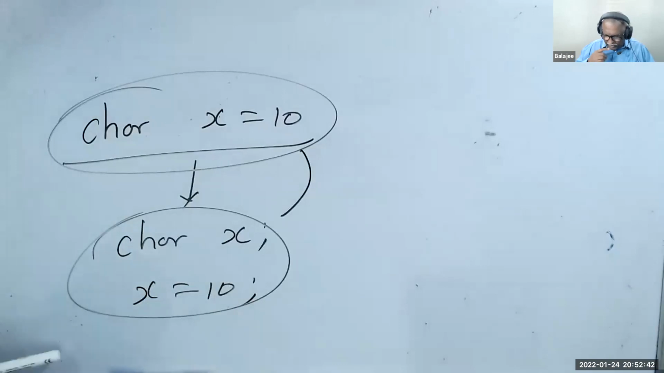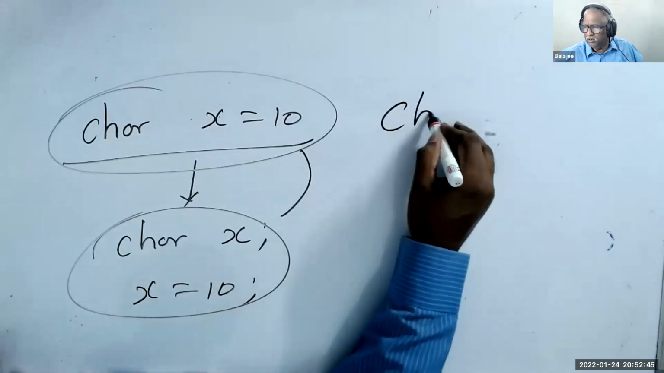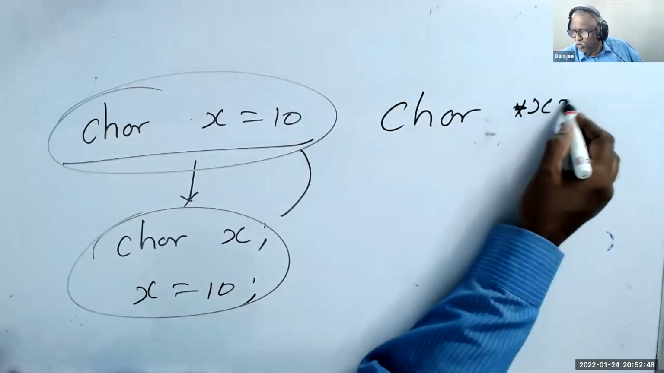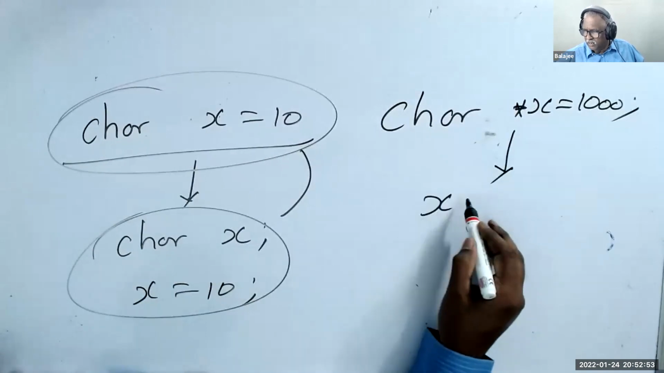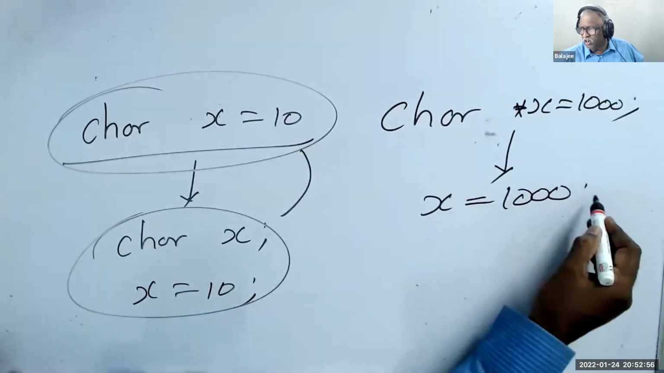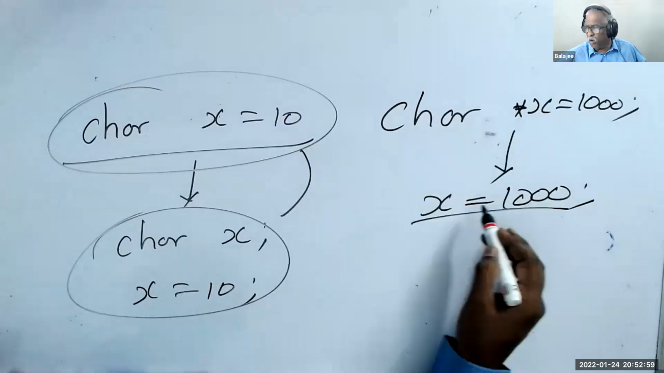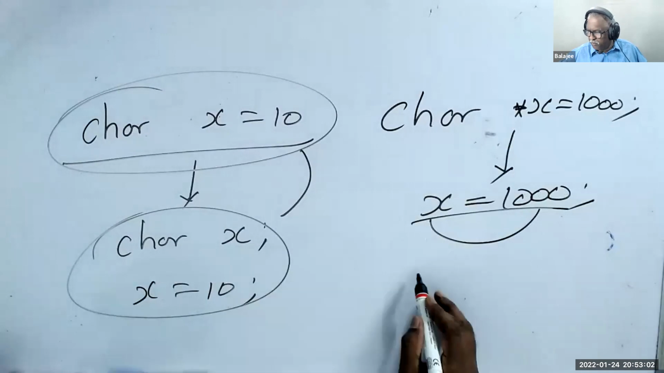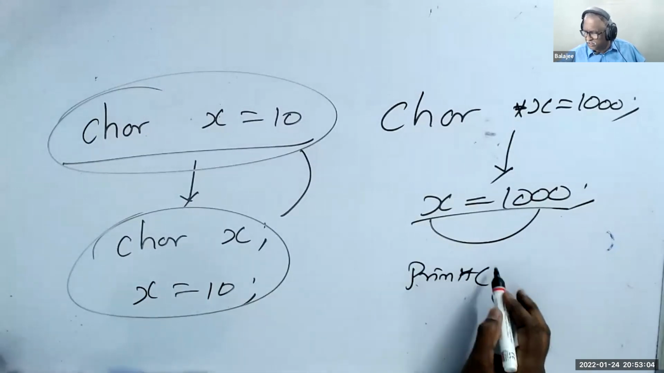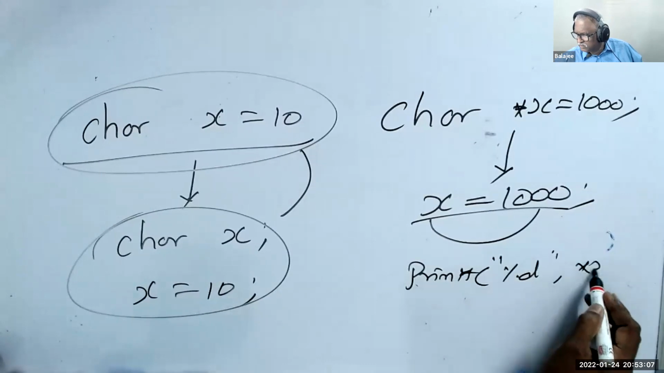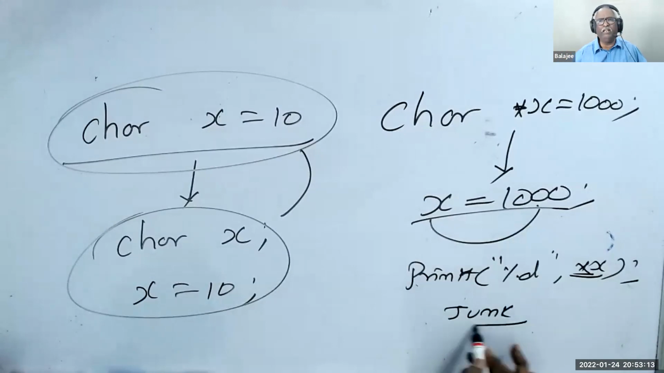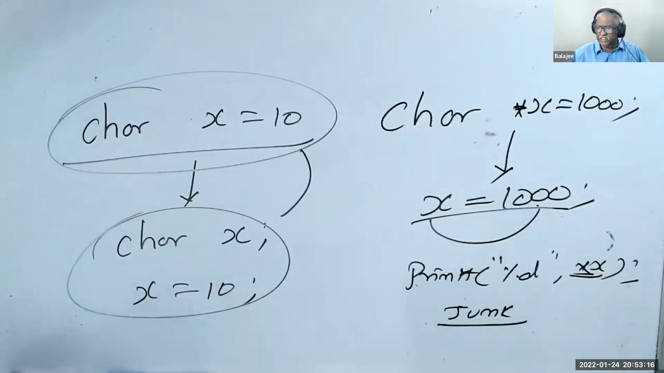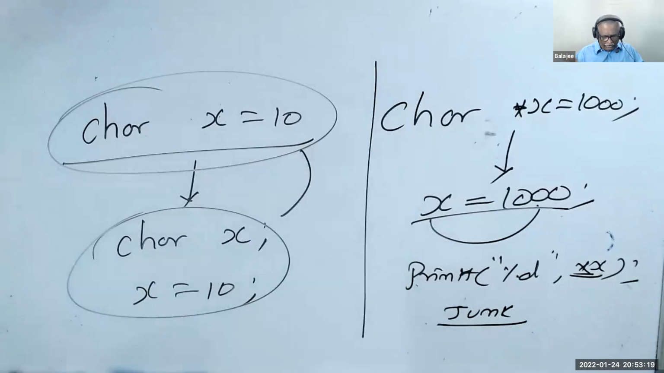But if I write now char star x is equal to 1000, what is the meaning of this? x is equal to 1000, not star x. Now I'm initializing the pointer. Now if you do printf %d star x, since I have not written anywhere on the location 1000, I will get junk. Please understand these two differences. If you don't understand these two differences, it's tough for you.